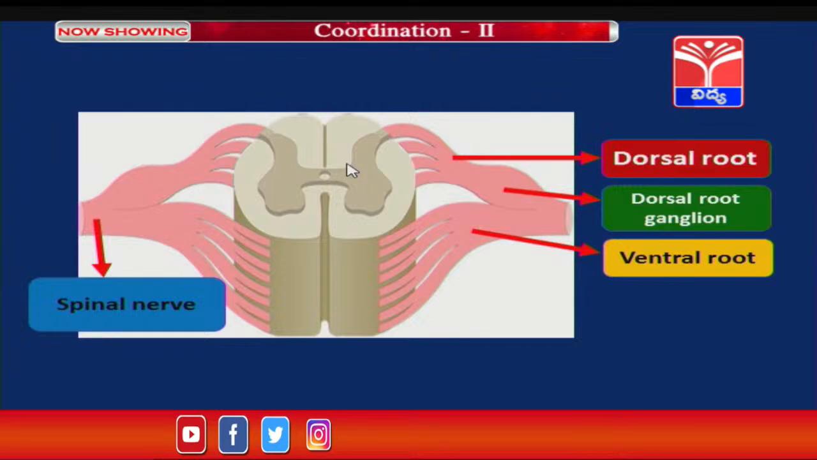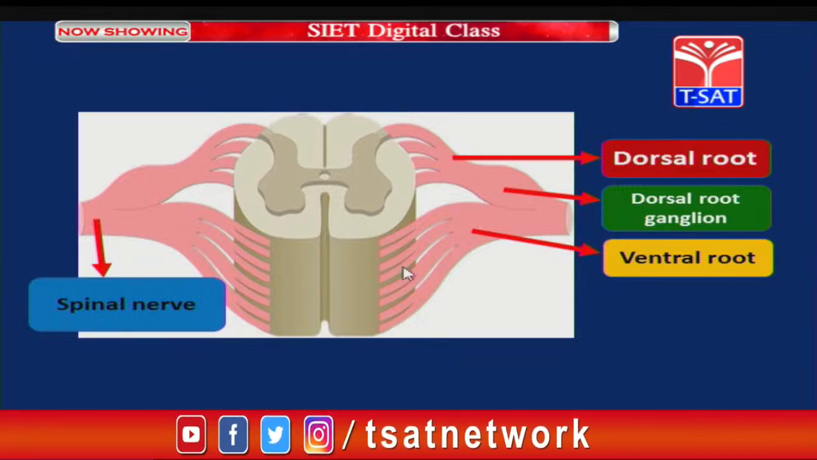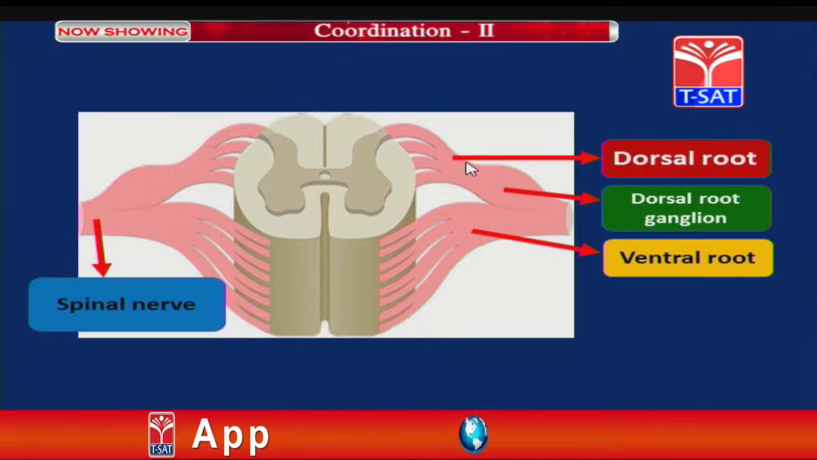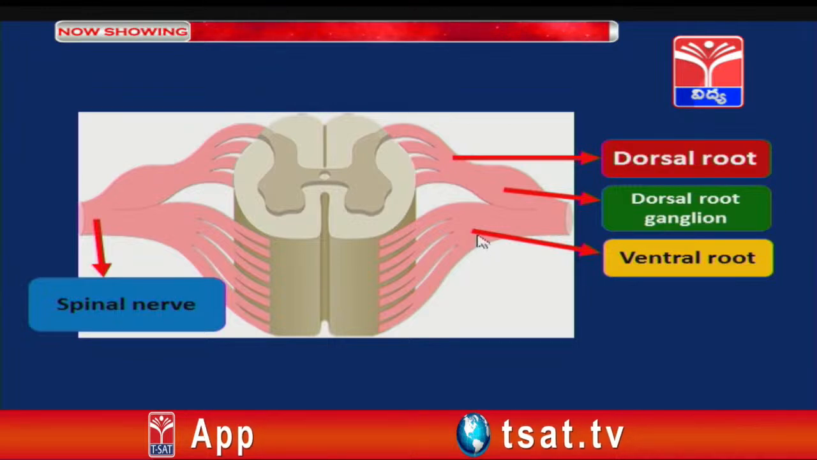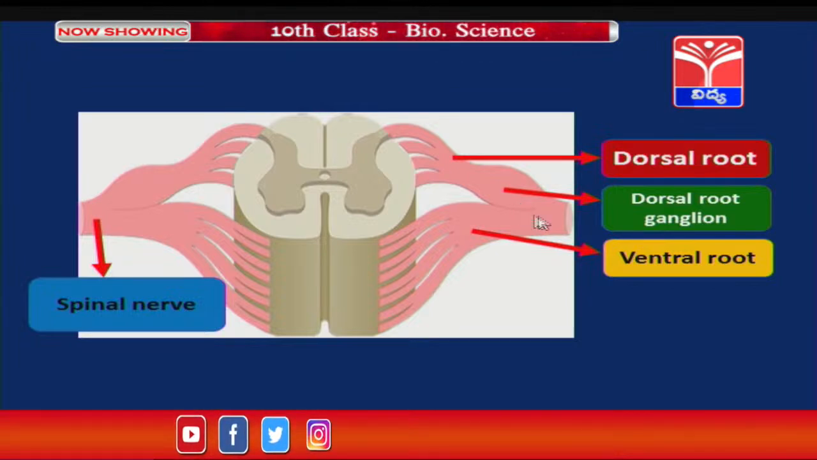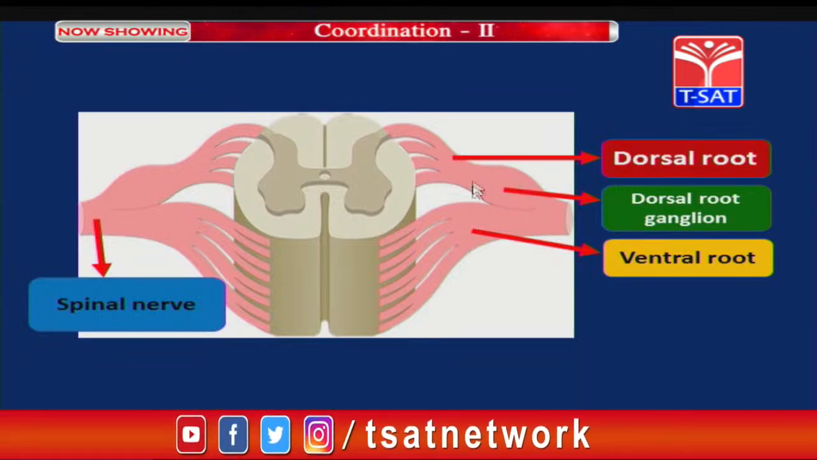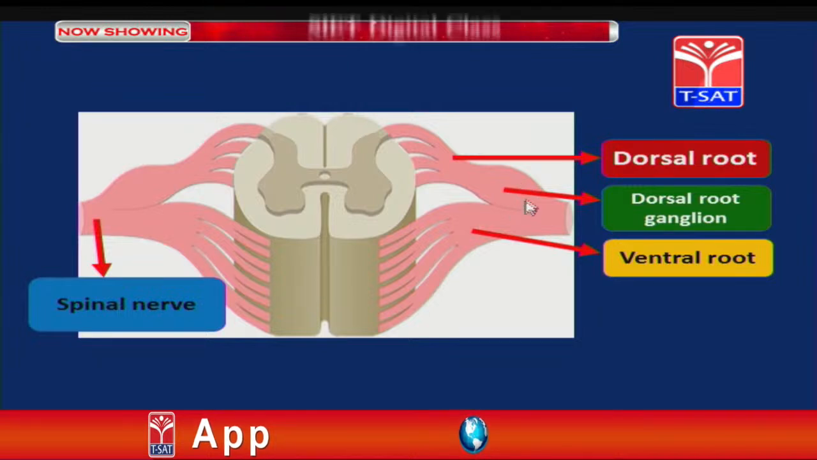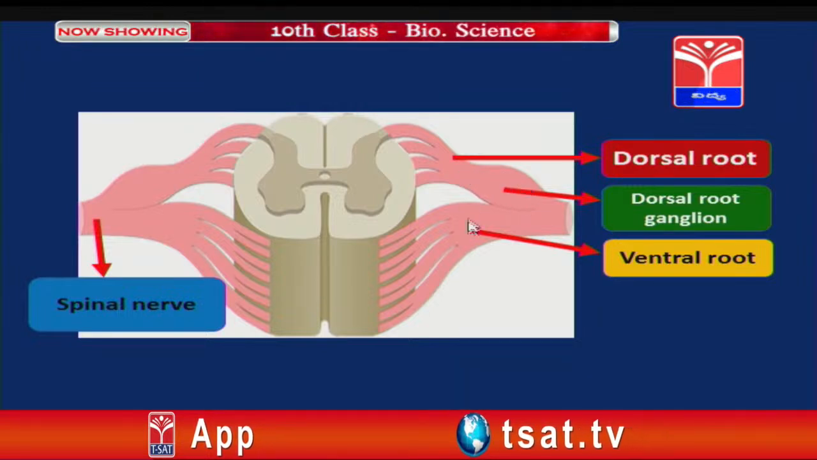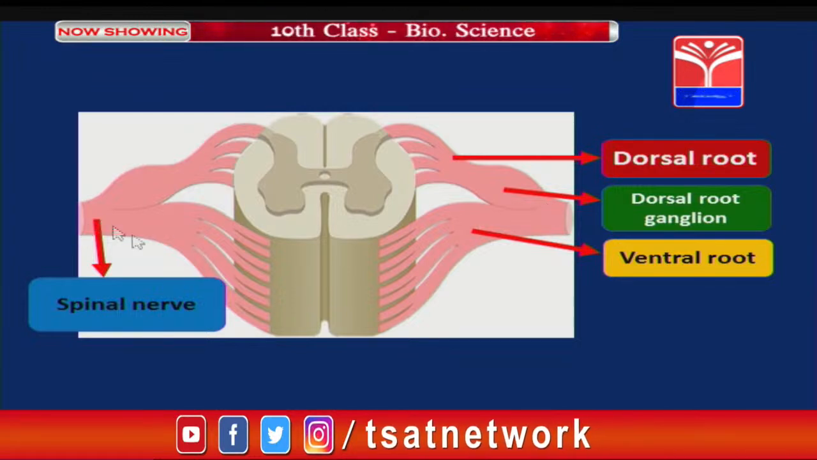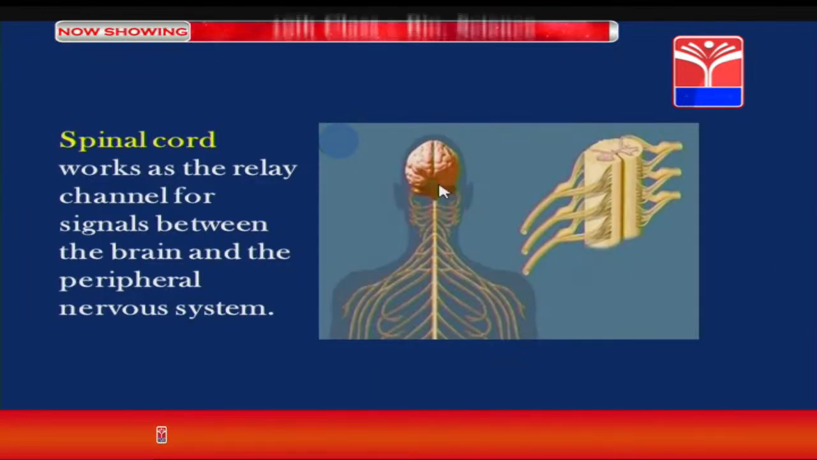This is another picture of the spinal cord showing the emergence of the spinal nerves. This part of the diagram is called the dorsal root, and this is called the ventral root. Both the dorsal root and ventral root converge to form the spinal nerve, and this bulged portion which lies immediately after the dorsal root is called the dorsal root ganglion. The dorsal root coming from the dorsal side and the ventral root coming from the ventral side of the spinal cord unite together to form the spinal nerve. Now, this diagram also shows the spinal cord.